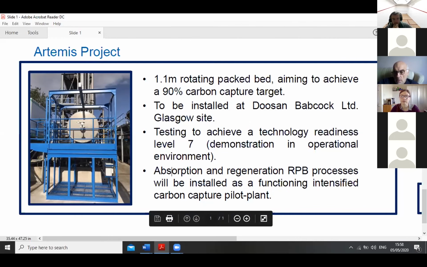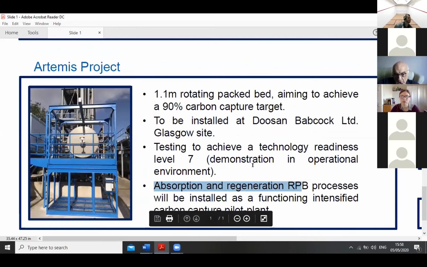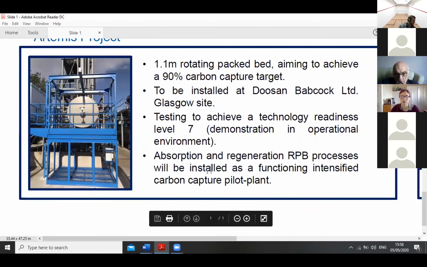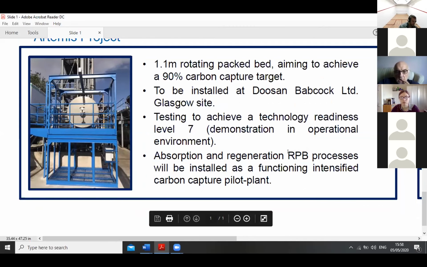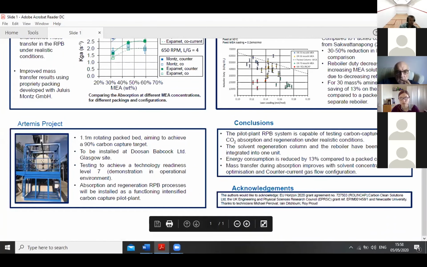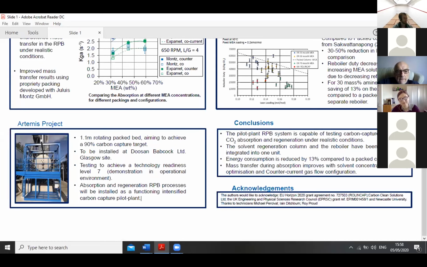And that will involve, this is just the absorption unit at the moment, but we'll be installing absorption and regeneration RPB processes to install it as basically a functioning intensified carbon capture pilot plant that can operate continuously. So yeah, that's my talk.